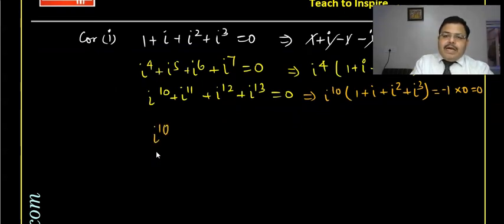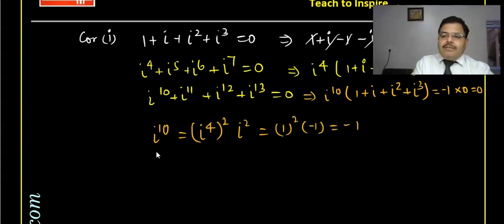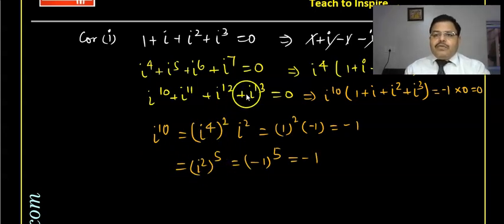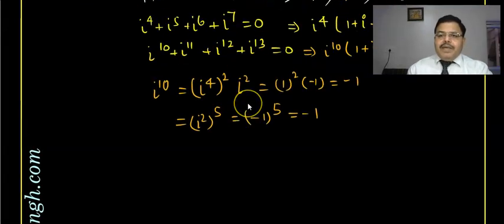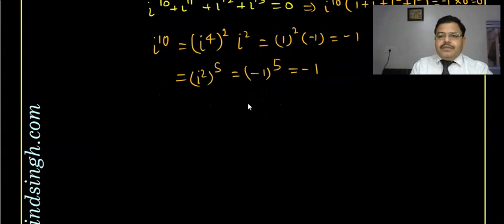Let me explain. Iota to the power 10 is nothing else but iota to the power 4 into whole square, that is 4 times 2 is 8, into iota square, and this is 1 to the power 2 into minus 1, that is minus 1. Or even one can write iota square to the power 5, where iota square is minus 1, and minus 1 to the power 5 is minus 1. So all these operations can be done with iota, and the result will be either 1, minus 1, iota or minus iota. There is nothing else, whatever the power would be.